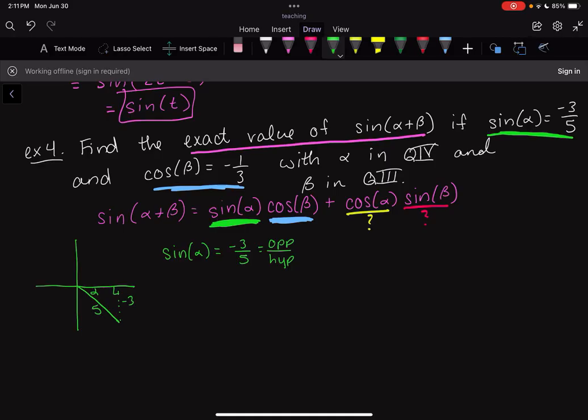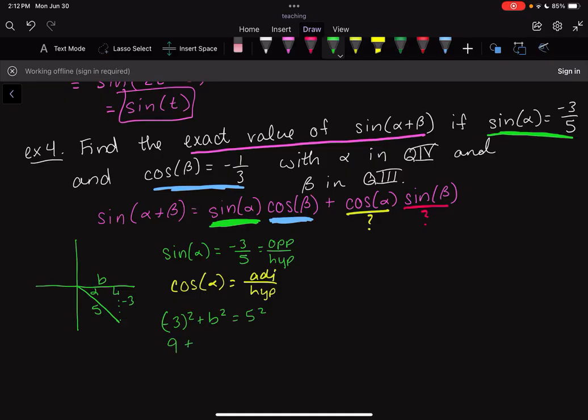Now I got to think, okay, well, I want cosine of alpha. If I want cosine of alpha, then I want the adjacent over the hypotenuse. So I'm looking for adjacent over hypotenuse. So we need to find out our adjacent side. To do that, I can do Pythagorean theorem. I'm looking for, let's call it b. So negative 3 squared plus b squared is equal to 5 squared.